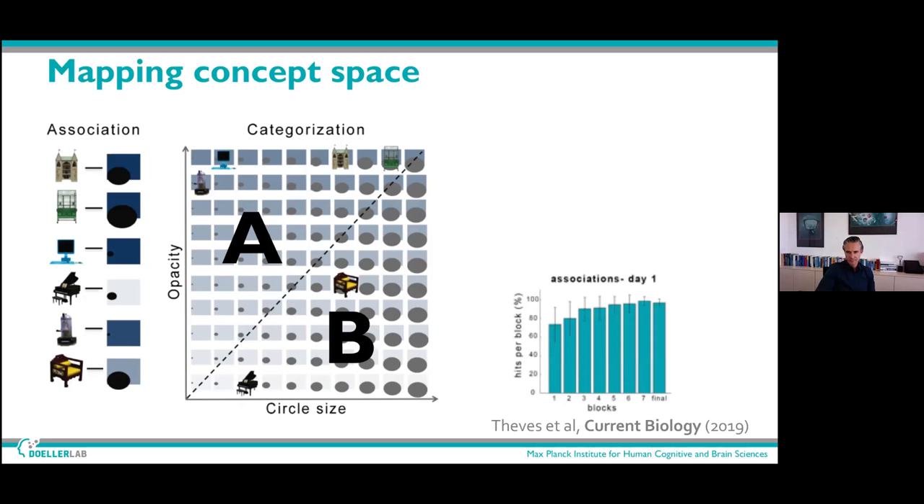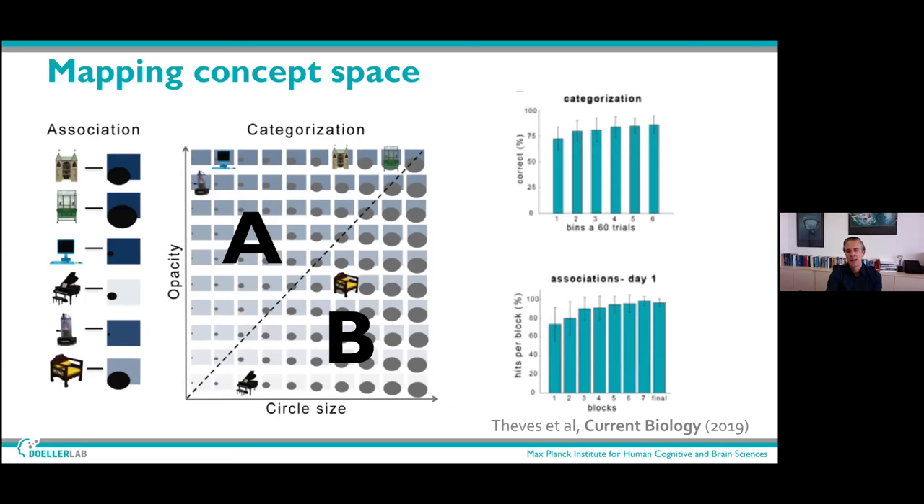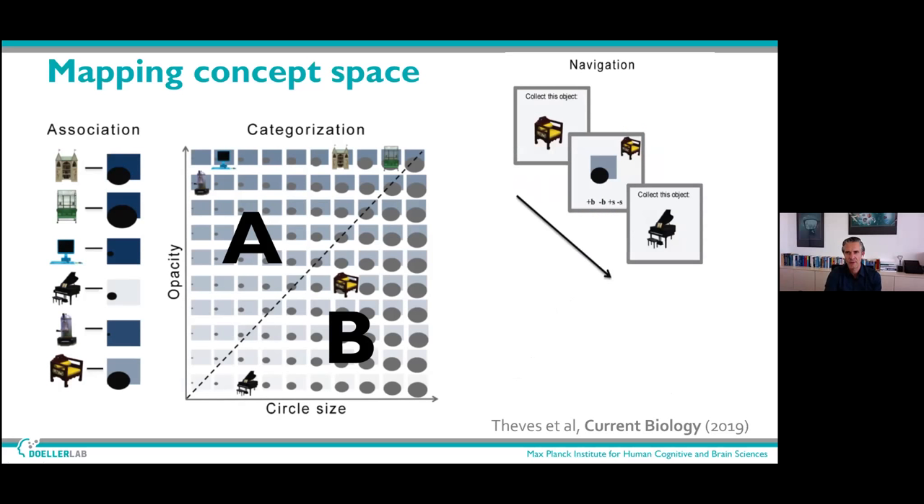So this is work done by Stephanie Teves, a postdoc in the lab. What we see in participants is that they learn these associations over time in a learning session. They also learn to categorize these items along the two-dimensional space. We also have, at the end of the experiment, a navigation task where they have to change the features, so they can edit the feature space to come from one object to another object, and they learn that over time.